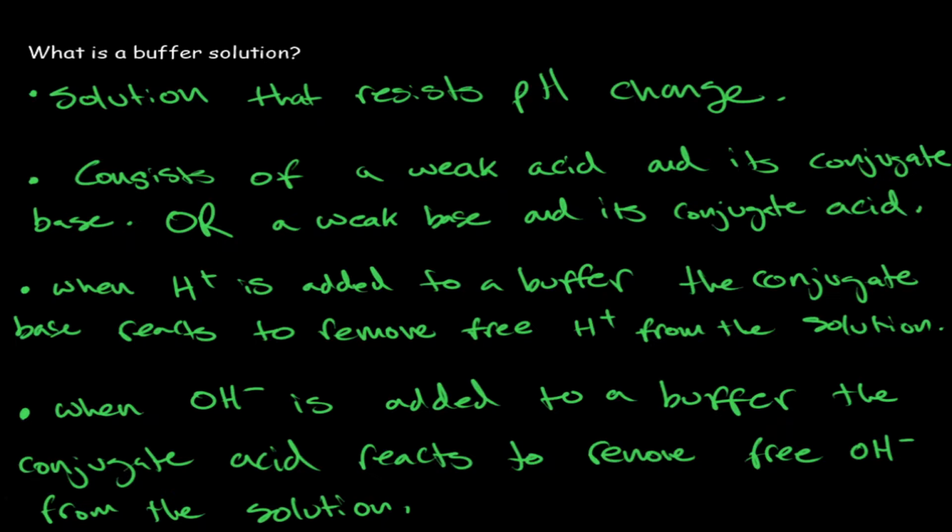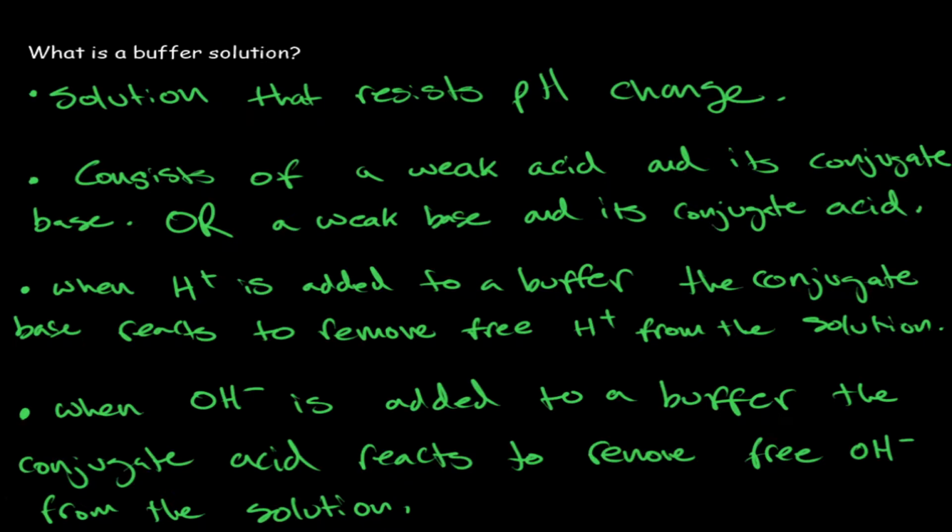So what is a buffer made out of? A buffer consists of a weak acid and its conjugate base, or a weak base and its conjugate acid. These two compounds must exist inside of the solution for it to be considered a buffer. It has to have a conjugate base and conjugate acid pair.